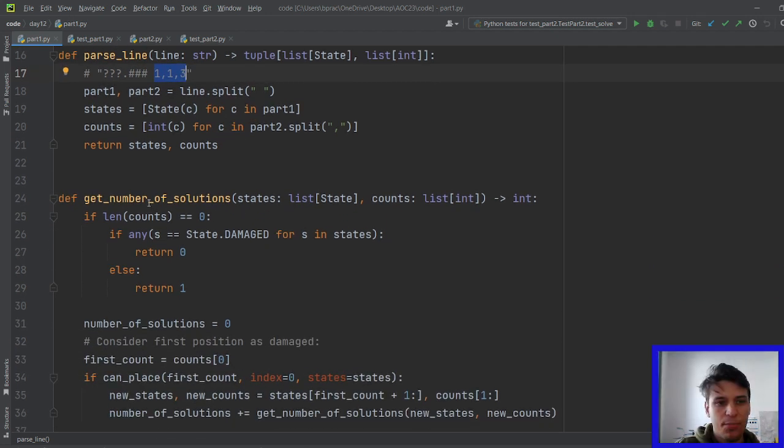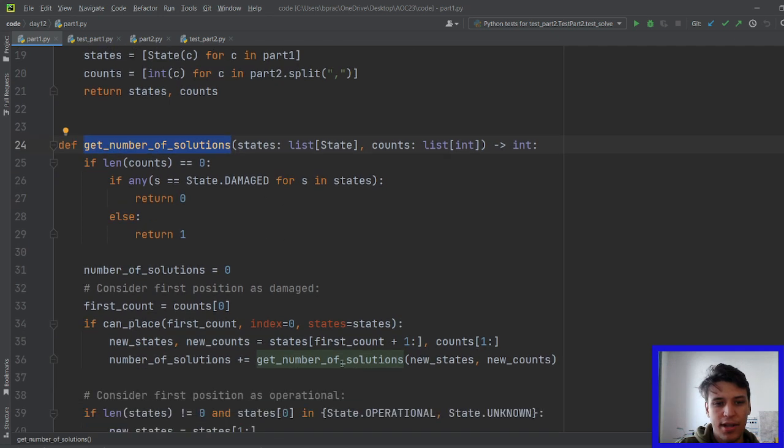And then in order to solve the problems, we use a function that we will call iteratively. This function gets us the number of solutions based on a particular list of states and a list of counts. In order to do that, first we check if there are no counts left, so if all the counts were already placed before. In this case, there are 2 possibilities.